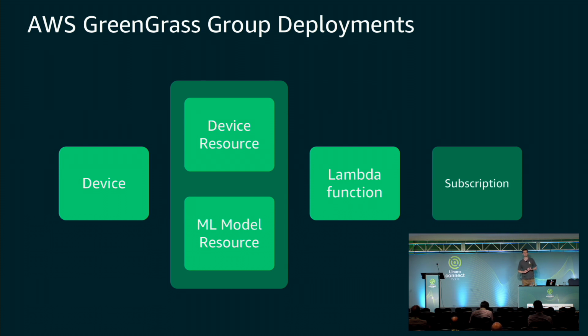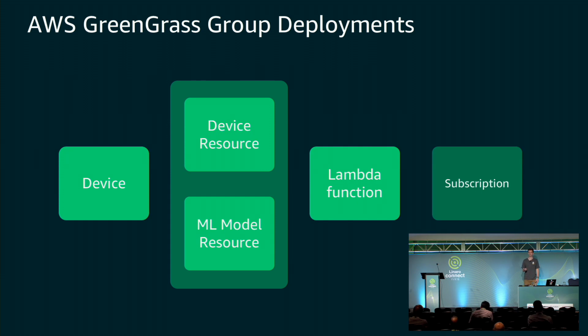And the next step is to define the resources. So device resources are things like cameras or USBs that are on the devices, and machine learning resources. So this is where you'll take the ONNX model, package it up, compress it, and then send it across to all the devices through this model resource.